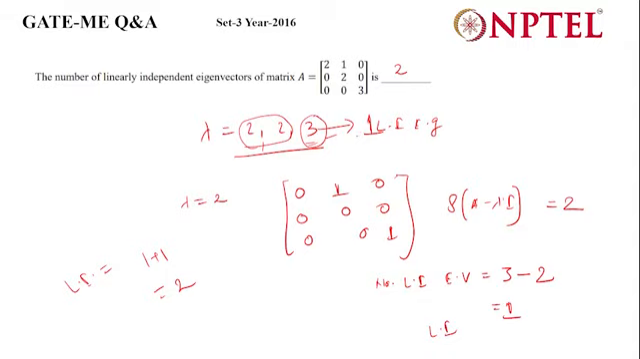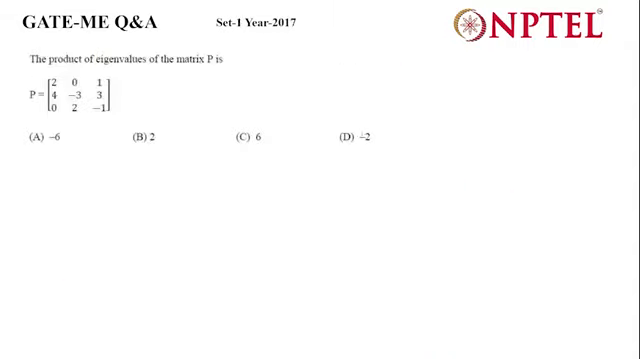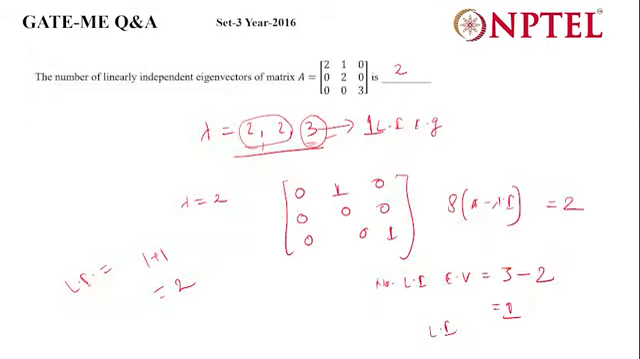Ma'am, we'll move on to the next question. Solve this question. Ma'am, what will be the rank of the matrix? The rank of this matrix A minus lambda I will be 2. What is the rank? The number of non-zero rows. Here the number of non-zero rows is 2. Okay, ma'am.